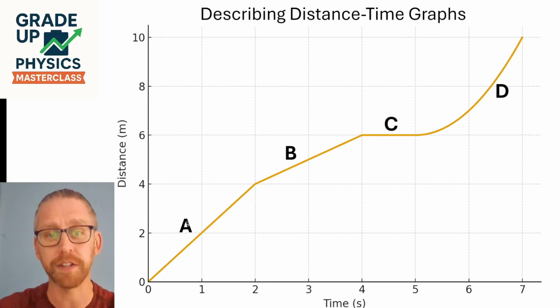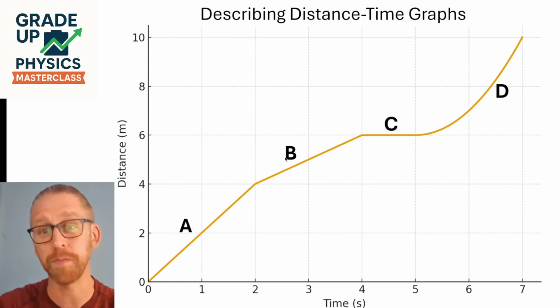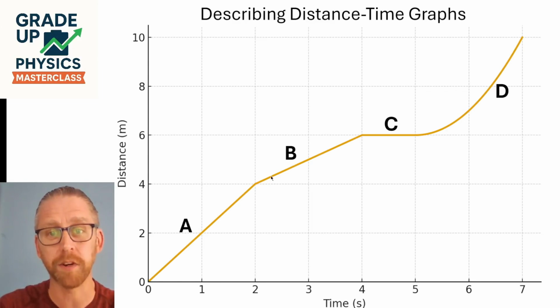So if we have a look at our sections of the graph, we've got section A and section B. Now they both look quite similar, straight lines, but I hope you can see that B has got a shallower gradient. What this will mean is that at B, our object is travelling slower than at A.